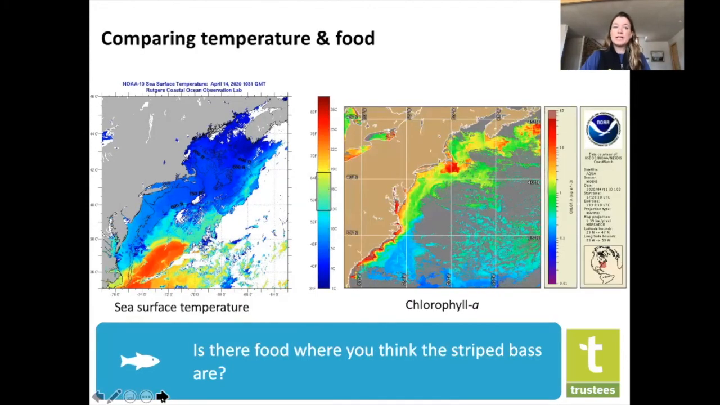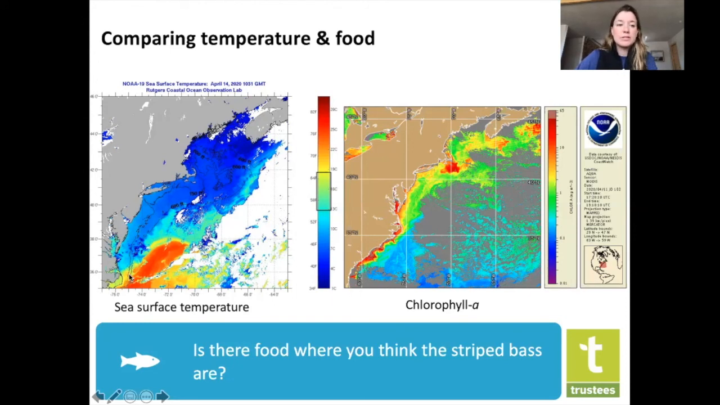So now let's look at temperature and food. So sea surface temperature and our chlorophyll is that representation of food for the striped bass. So is there food where you think the striped bass are? Take a look at this map and remember the striped bass range and decide for yourself, is there food, is there chlorophyll A? And this was a satellite image taken in April, and this is the sea surface temperature in April as well.